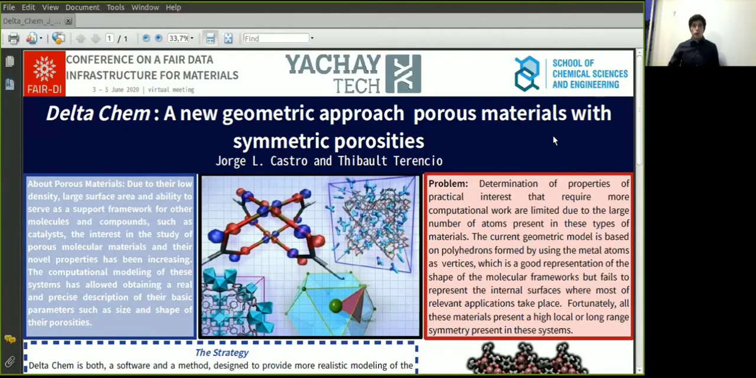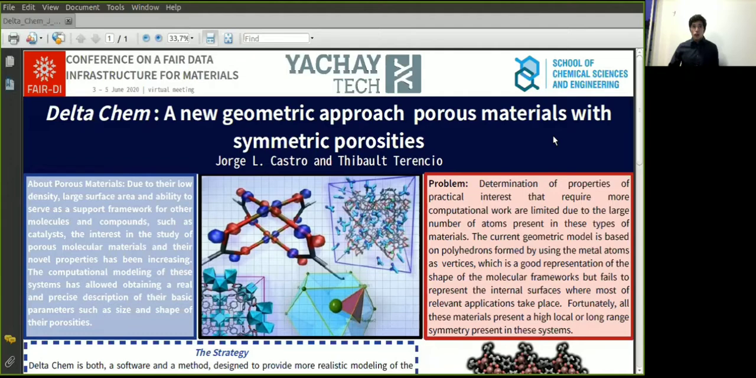I am very pleased to present you Chem, a new geometric approach for porous materials with symmetric porosities. Porous materials are 3D networks of atoms ordered so that they form arrays of uniformly sized cavities with molecular dimensions. Due to their novel and enhanced capabilities, the interest in the studies of porous molecular materials has been increasing.